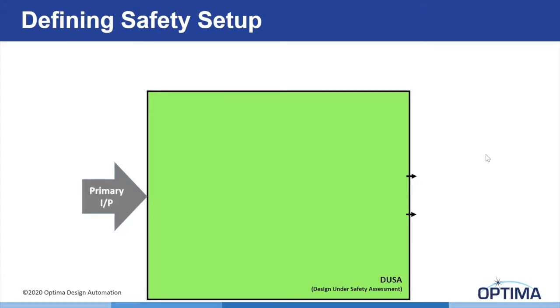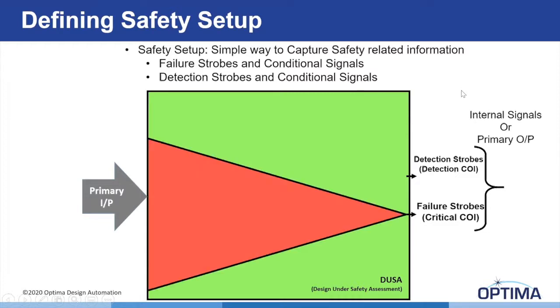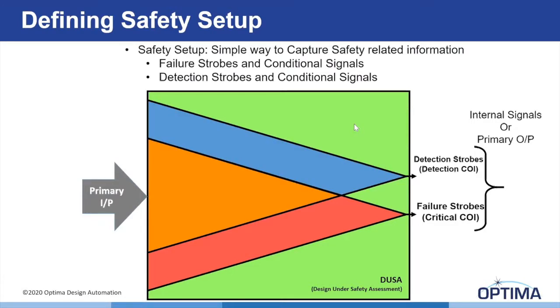So how do you define the safety setup? We've been hearing the word safety setup for quite a few slides. Let's consider a DUSA, which is designed under safety analysis with primary inputs and primary outputs. Safety setup is nothing but the simple way of capturing your failure mode information, safety related information, failure strobes, and the condition signals. Sometimes the failure has to be measured with a condition, right? So failure strobes are defined with condition signals, and detection strobes and their condition signals. These detection and failure strobes can be internal signals or primary outputs. Now, a COI is established for failure strobes, and a COI is also established for detection strobes.